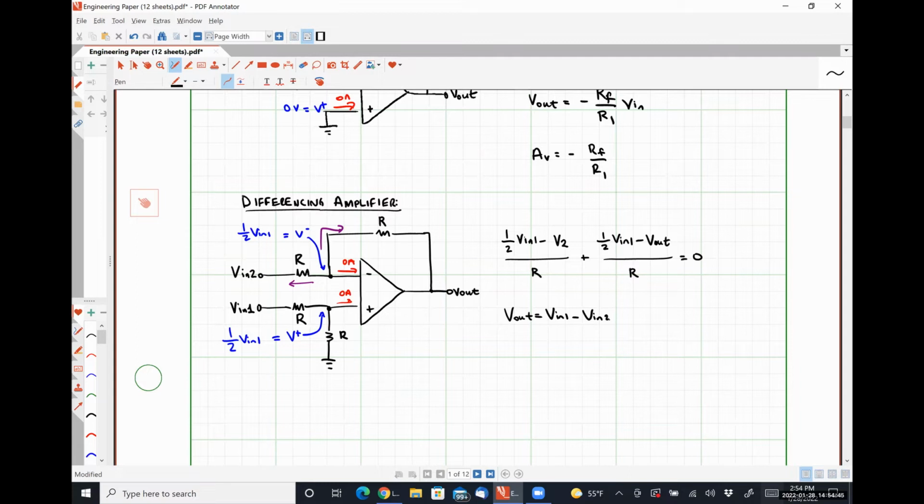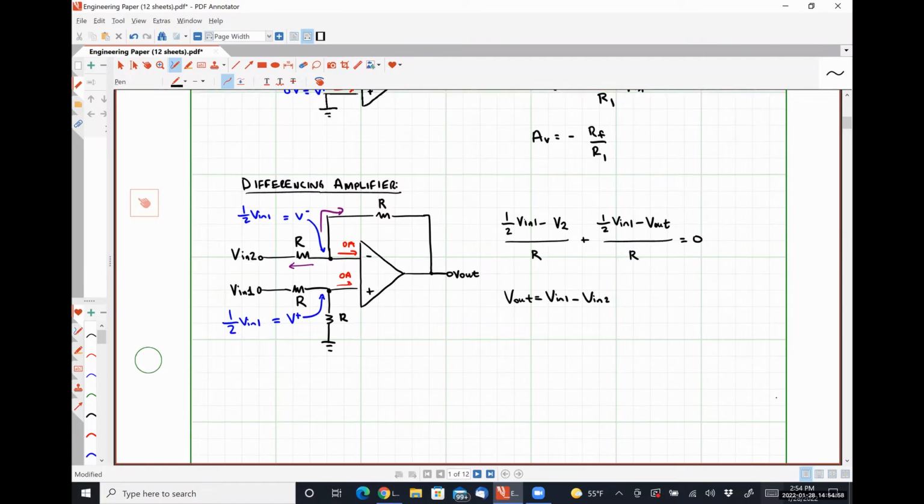We always find V plus first in these circuits. Find V plus first and then use that to tell you what V minus is. Any questions regarding our differencing amplifier here?